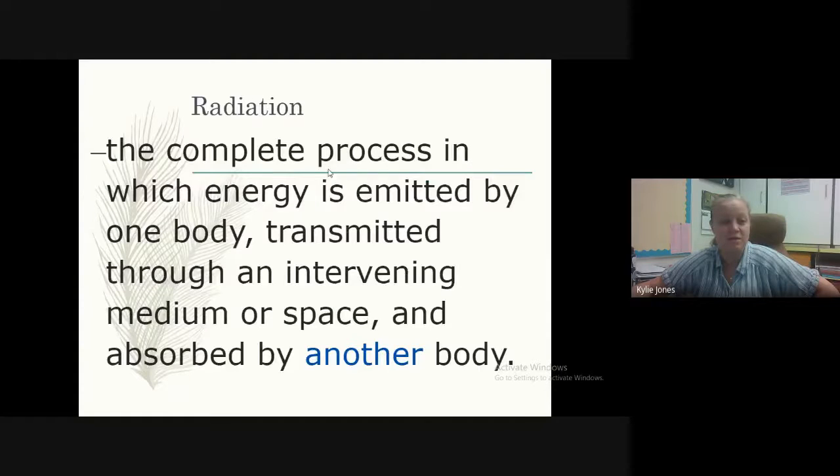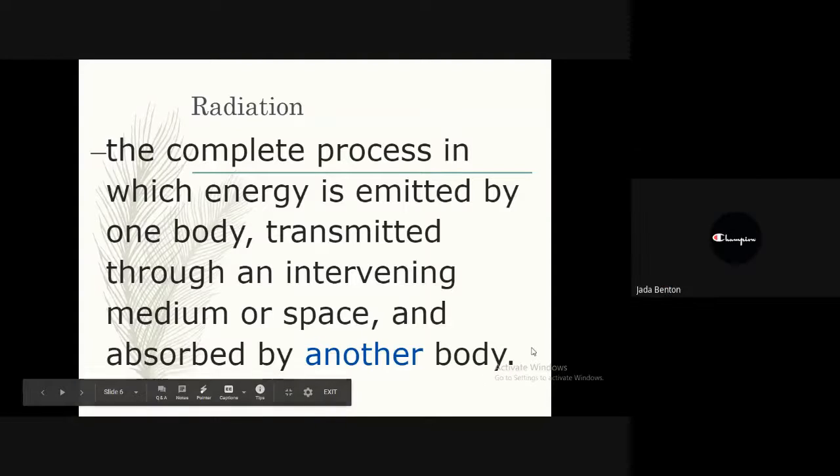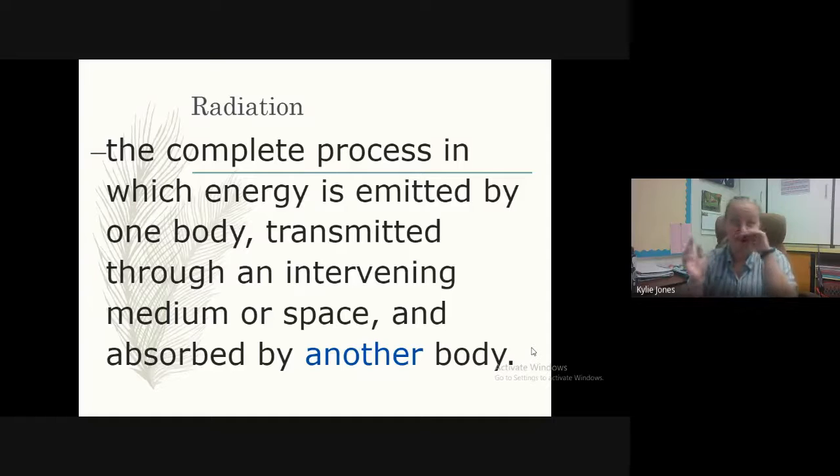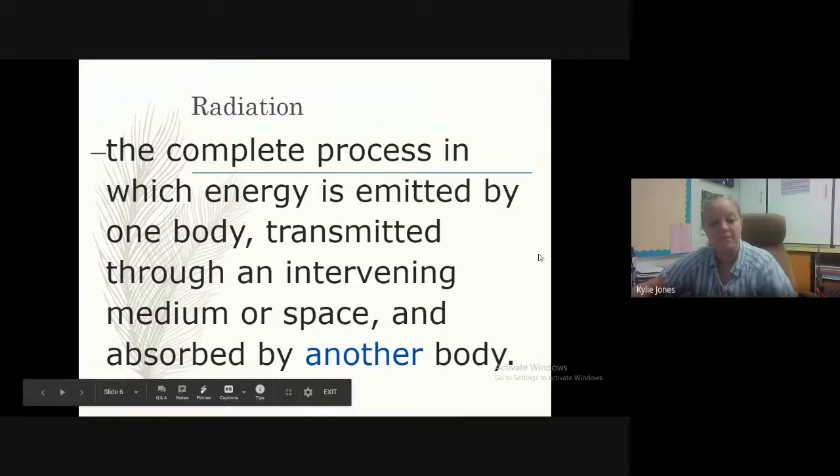And then our next one is radiation. It's the complete process in which energy is emitted by one body, transmitted through an intervening medium or space, and then absorbed by another body. And that's legitimately like actual radiation, like the radiation of heat through things. A lot of time, I might be wrong about this, but let's assume I am, I'm pretty sure that the heat that heats a building is radiation heat because it's made in your generators, right? Transmitted into a space, and then the heat is absorbed by our bodies because we're cold. Okay?